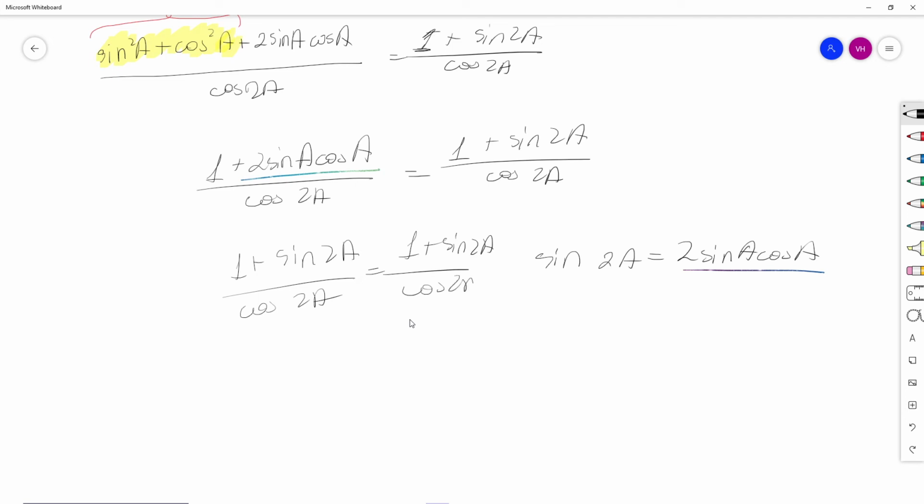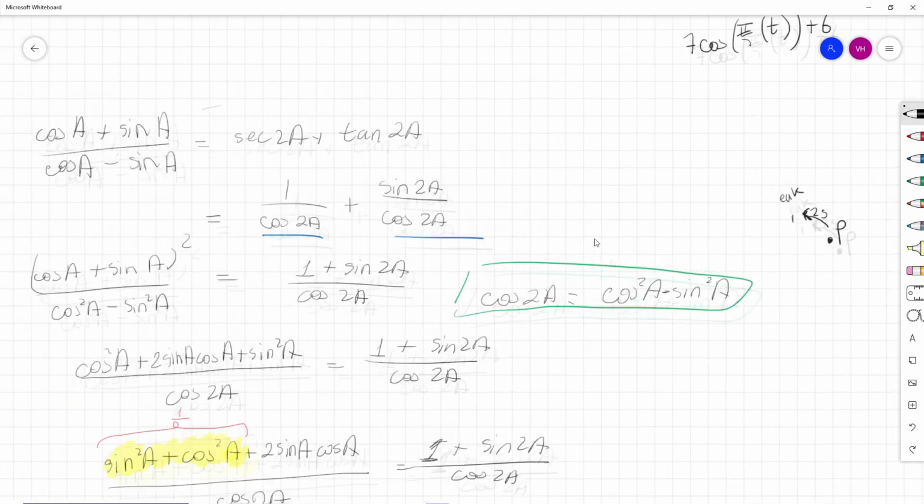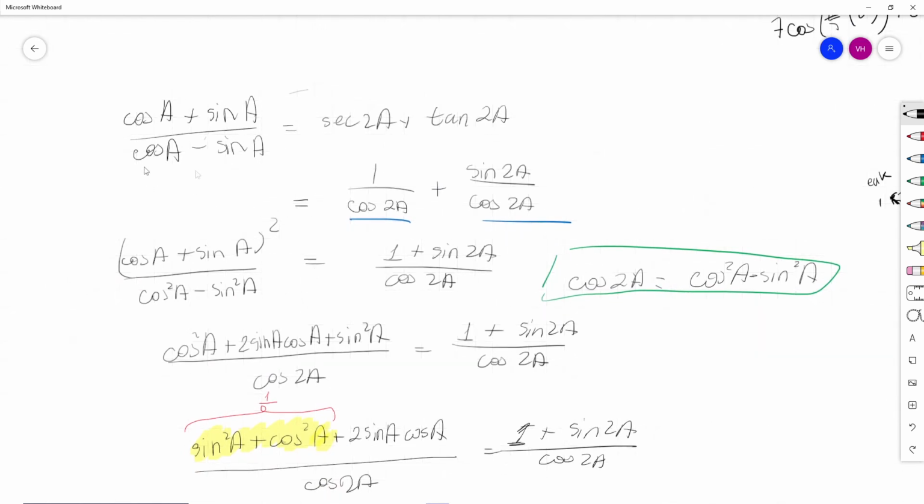And as you can see, we have proven the identity, as the left hand side equals the right hand side. And that is how you prove that cos a plus sine a over cos a minus sine a equals sec 2a plus tan 2a.